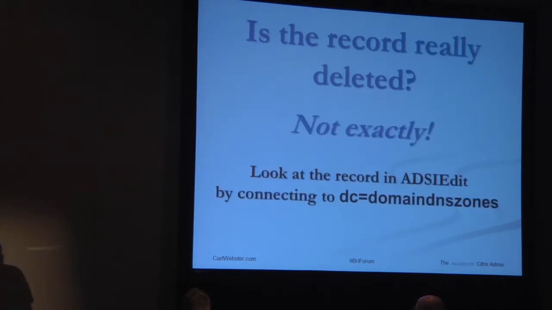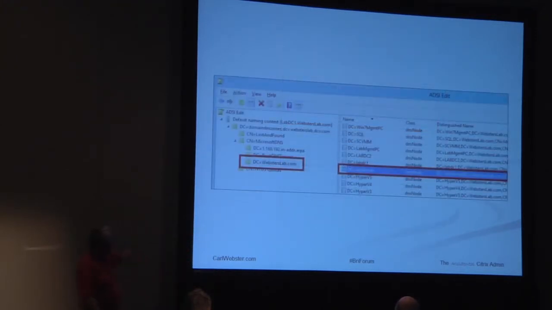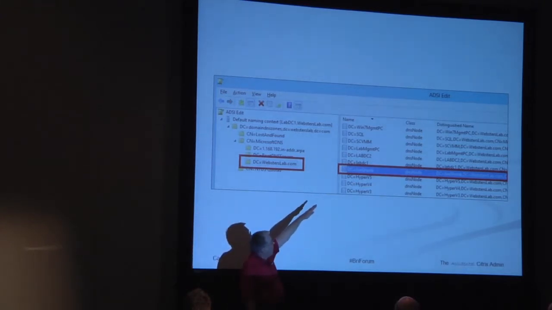Not exactly. We're going to take a look at the record in ADSI Edit by connecting to the domain component, domain DNS zones. So I bring up ADSI Edit, DC domain DNS zones, websterlab.com. And then you're going to click on the domain DNS zones and expand it. Then click on Microsoft DNS and expand it. And then click on my domain, websterslab.com. And then here's my record that was scavenged.